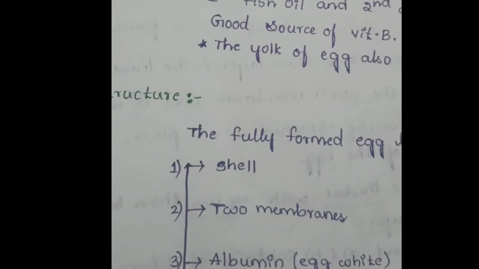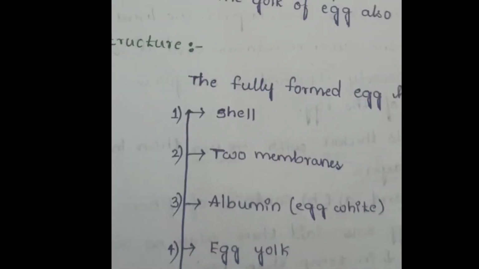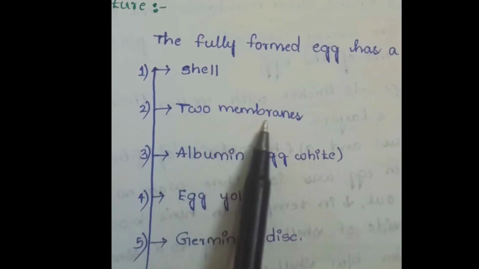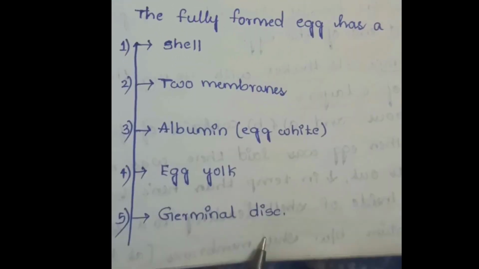In this video I'm going to discuss the structure of the egg. So actually the fully formed egg has all these layers: the shell, which consists of two membranes, and albumin, which is egg white, and egg yolk, terminal disc.